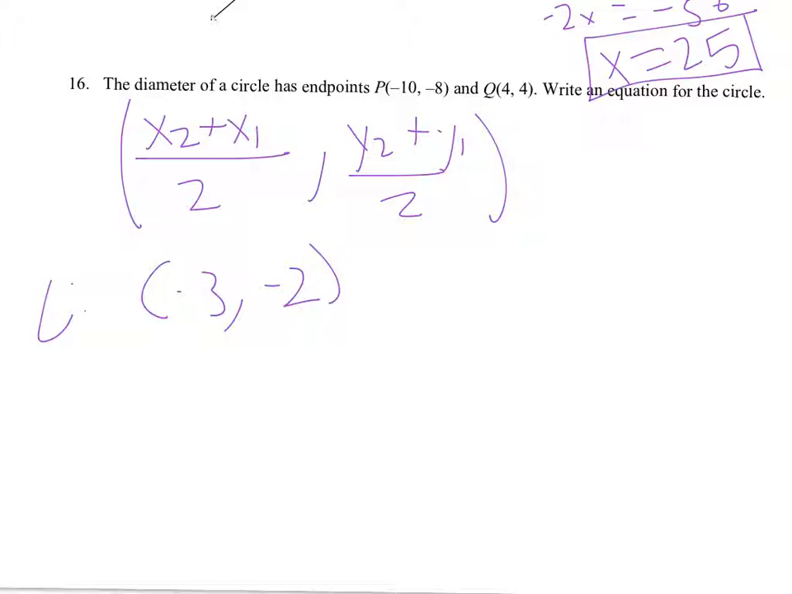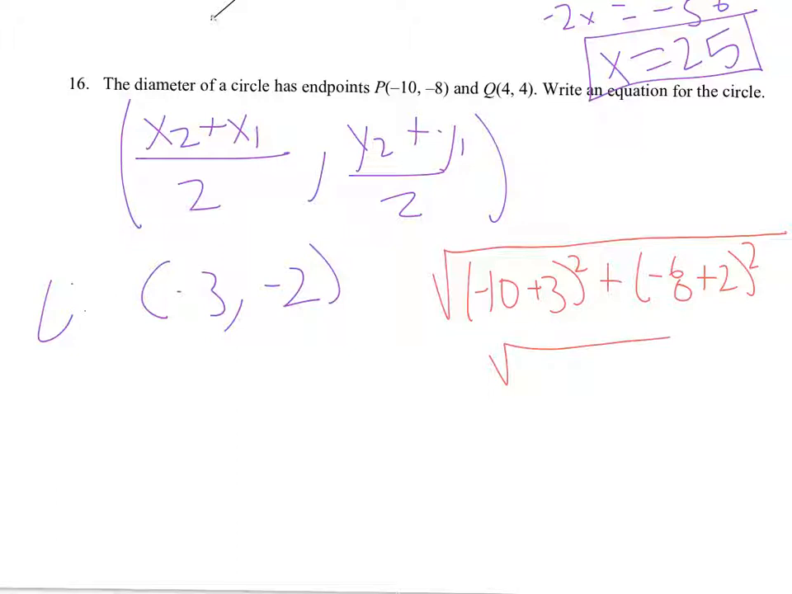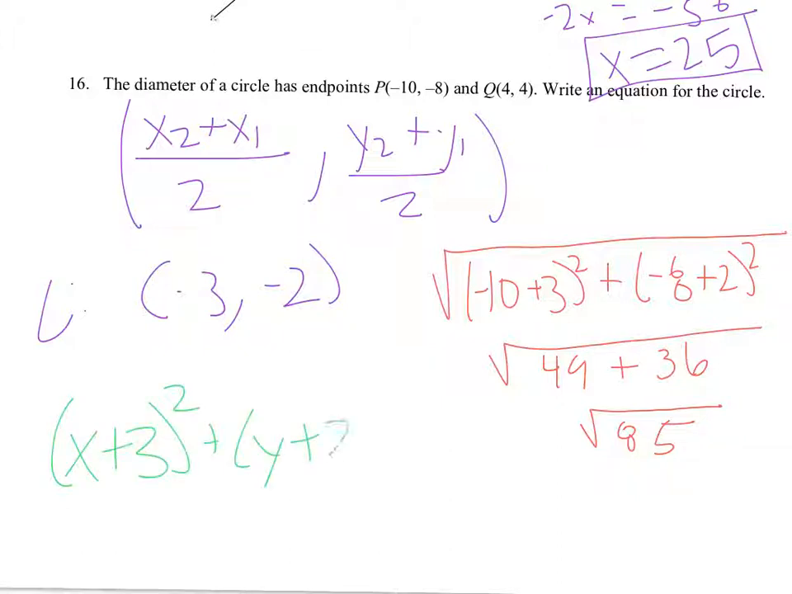Now using that center, and it doesn't matter which point I use, I have to find the distance so I can figure out my radius. I'm going to use negative 10 minus negative 3, which becomes positive, squared. And negative 8 minus negative 2 becomes positive 2 squared. So the square root of negative 10 plus 3 is going to give me negative 7 squared, which is 49. Negative 8 plus 2 is negative 6, squared is 36. So I have the square root of 85. So my final answer here would be in parentheses x plus 3, because it's a negative 3 squared, y plus 2, because it's a negative 2 squared. It's equal to 85, because remember, it's your radius squared. So this would be my final.